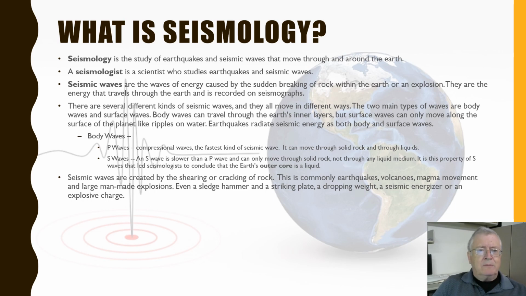Seismic waves are the waves of energy caused by the sudden breaking of rock within the earth or explosion. They are the energy that travels through the earth and is recorded on seismographs. And we'll talk about these things. There are different kinds of seismic waves, and they all move in different ways. The two main types of waves are body waves and surface waves. We won't talk about surface waves.